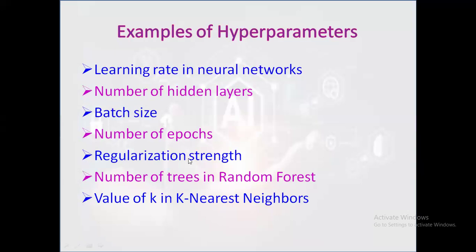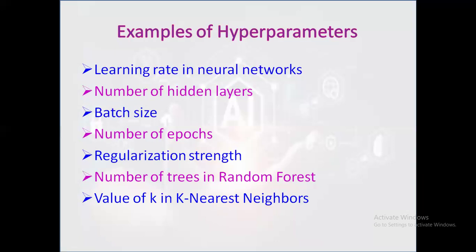Next, regularization strength. Regularization hyperparameters control how strongly the model penalizes complexity. They help prevent overfitting by restricting extreme weight values. Next, the number of trees in a random forest. This hyperparameter controls how many decision trees are built in the ensemble. More trees usually improve accuracy but increase training time and memory usage. Next, the value of k in k nearest neighbor, or KNN. The value of k determines how many neighbors influence the prediction.